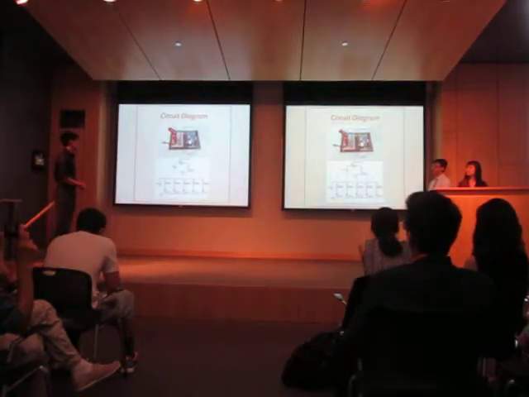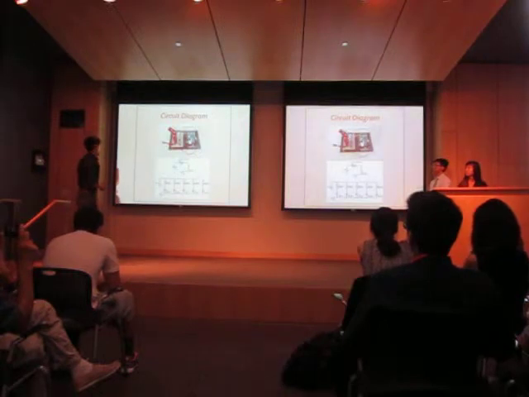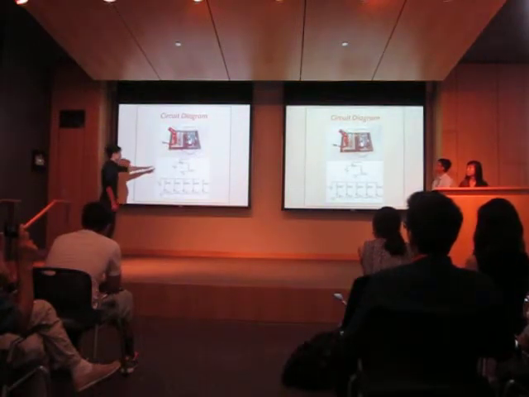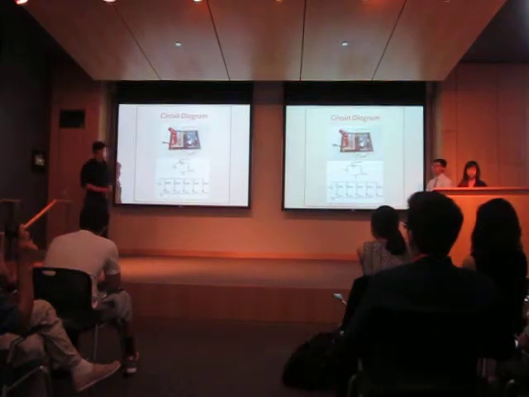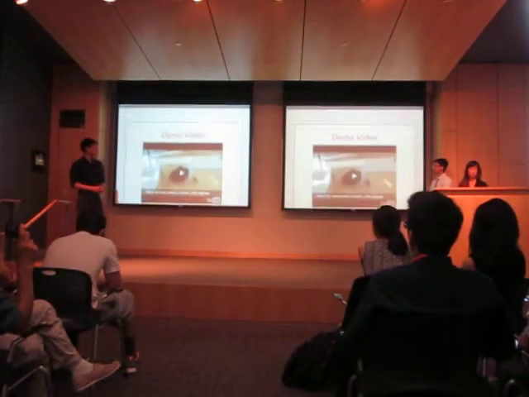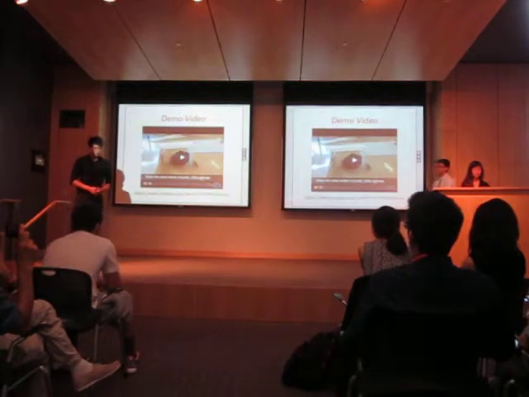So here's our circuit diagram for the Arduino Uno. As you can see, we have a simple photoresistor circuit as well as 5 LEDs placed in parallel with 150 ohm resistors in front of each one. And here's our demo video so you can see our robot in action.